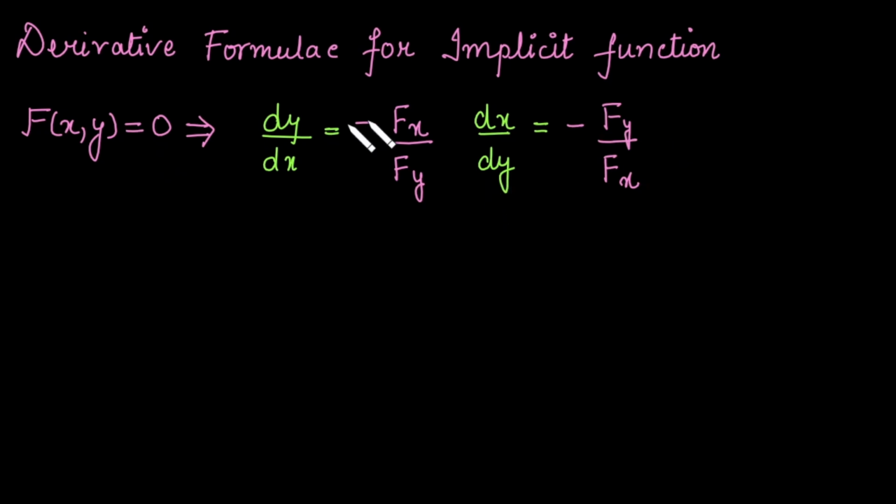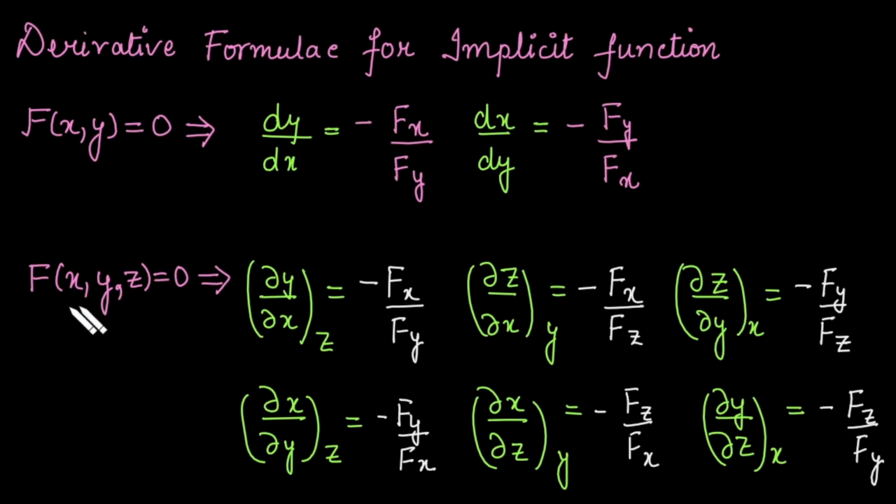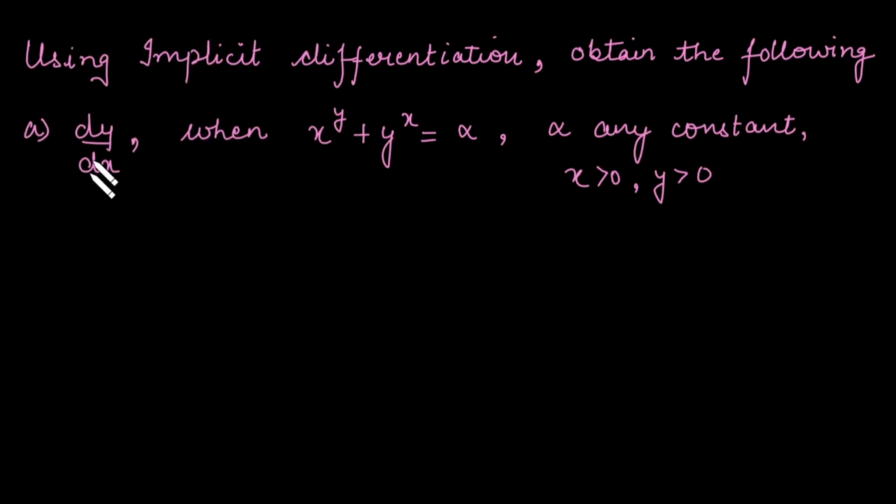Similarly, we can write the derivative formulas for the implicit function when it depends upon the three variables x, y and z. In this case, we can calculate these six types of derivatives keeping another variable as a constant. Like here we have taken the derivative of y with respect to x keeping z as a constant. In this case, the derivative of z with respect to x keeping y as a constant. And in the next case, the partial derivative of z with respect to y keeping x as a constant. The same procedure we have followed in this case, and we have these formulas. Now we will apply these formulas by using examples.